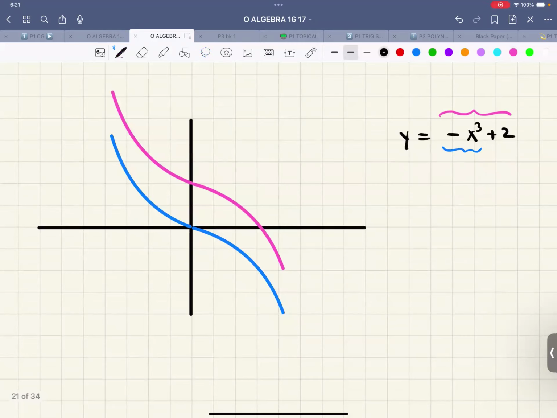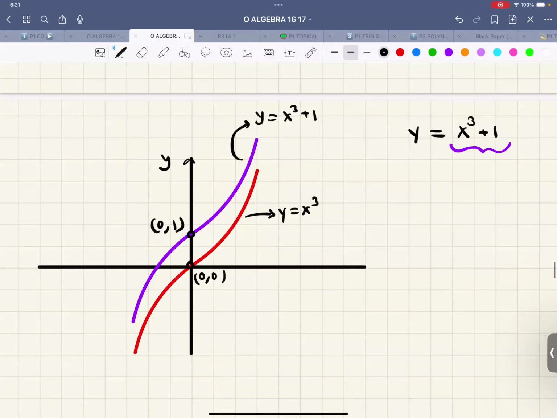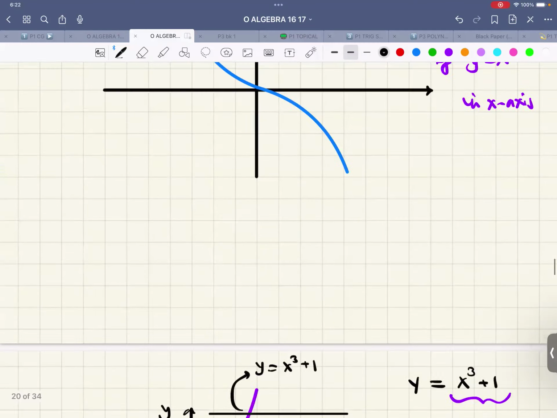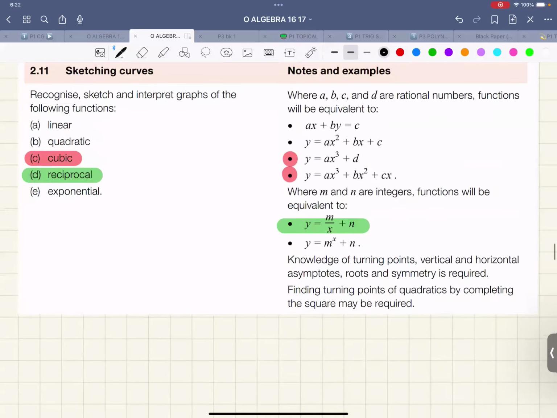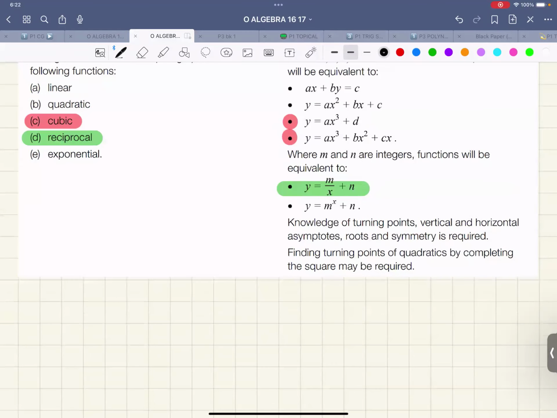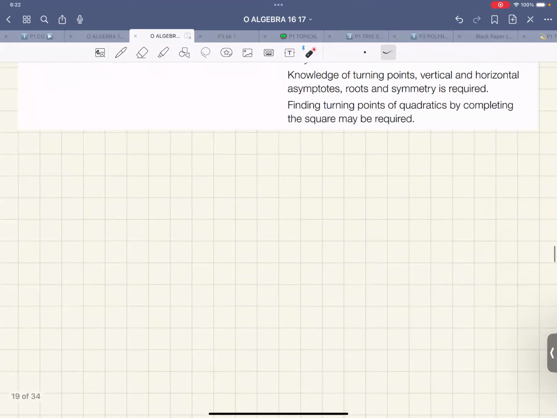Again, mark the obvious point. This is 0, 0, and this one is 0, 2. That's the y-axis, that is the x-axis, that is the y-axis, that is the x-axis. Now, these graphs are of this format. This is y equals ax cubed plus t. We talked about ax cubed.